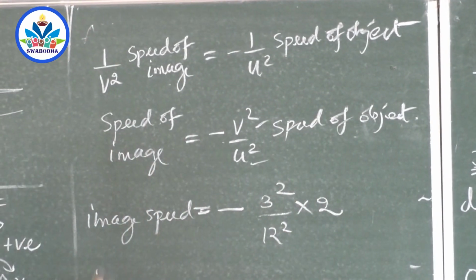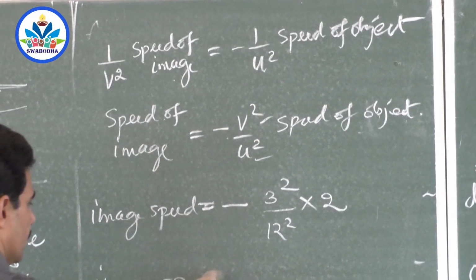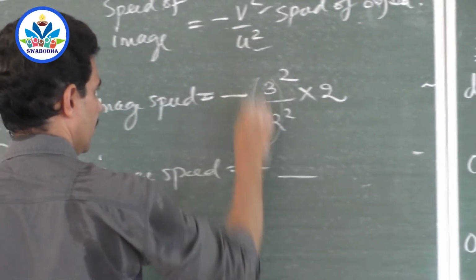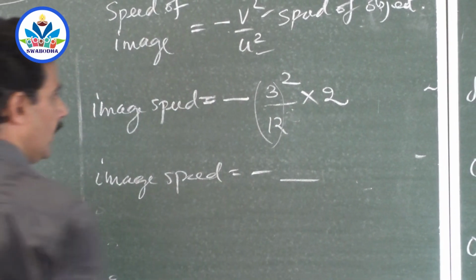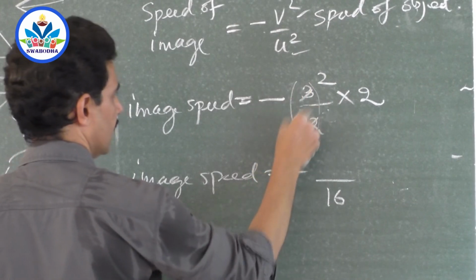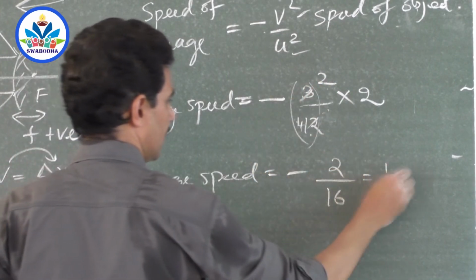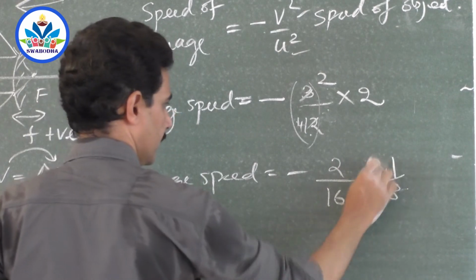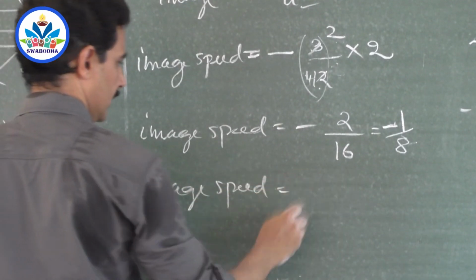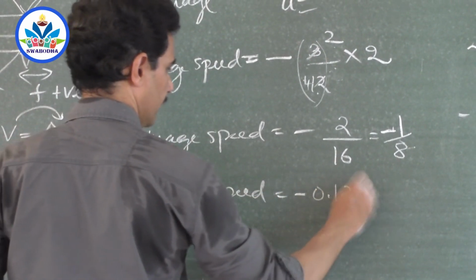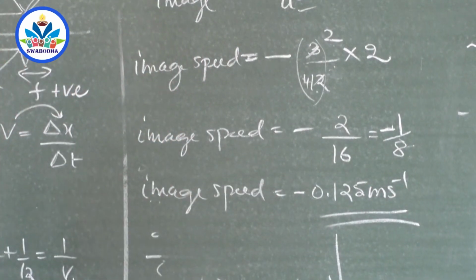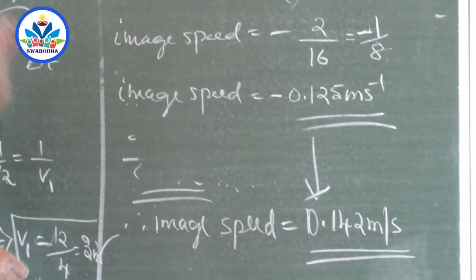So what is the image speed? Is equal to minus 9 by, okay, I will put this whole under square, 1 by 4 square, 16. Am I right? It is 3 4s whole square, 2. This is 1 by 8 with a minus sign. So what is image speed? Image speed is minus 0.125 meters per second. See, this is actually the correct answer. At this position, remember, at this position it is correct.